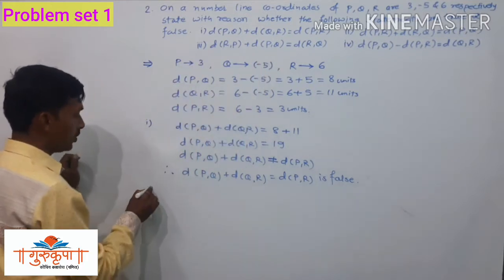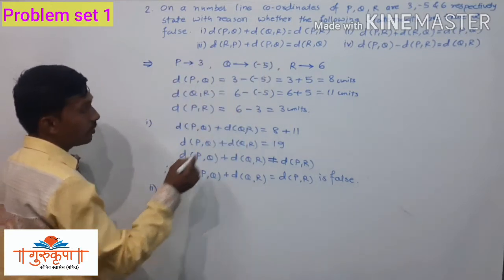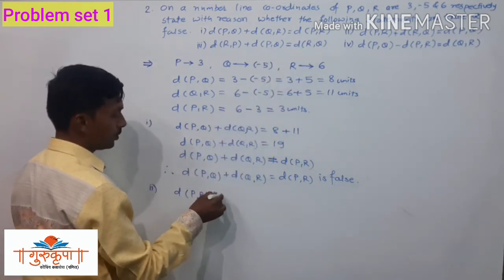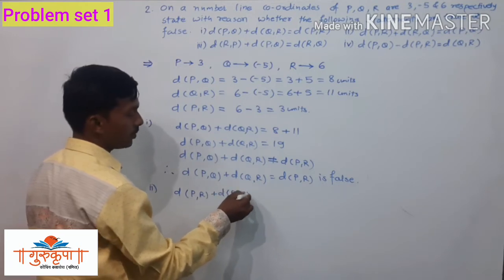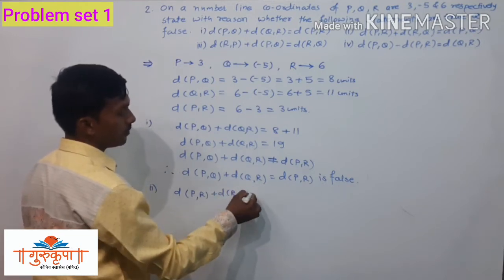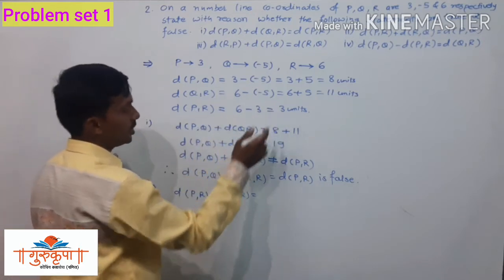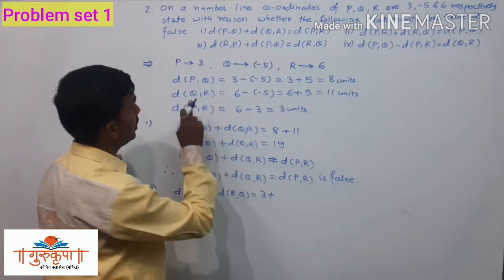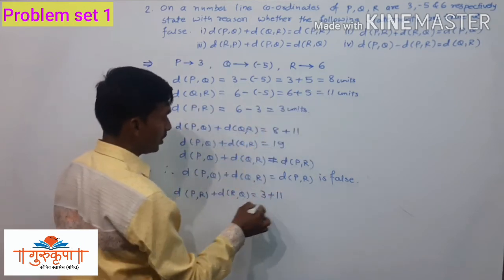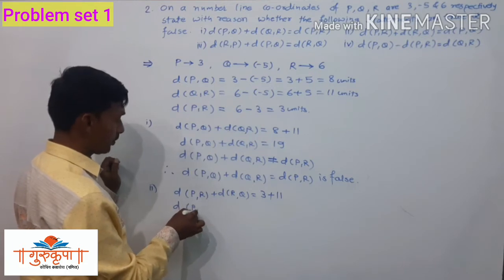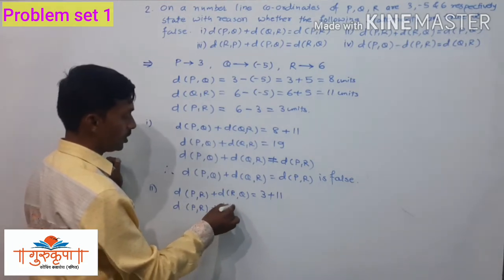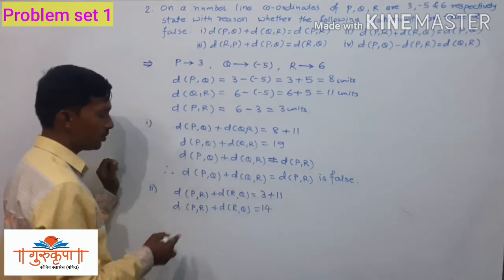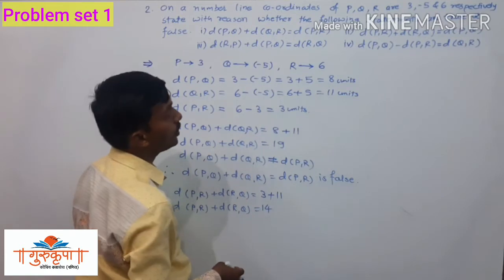For writing the answer of the second question, we first write PR plus QR, meaning distance PR plus distance RQ. Now put the values there. Distance PR is 3 units plus distance RQ is 11 units. Now distance PR plus distance RQ is equal to 14 units. Now check whether PR plus RQ is equal to PQ or not.